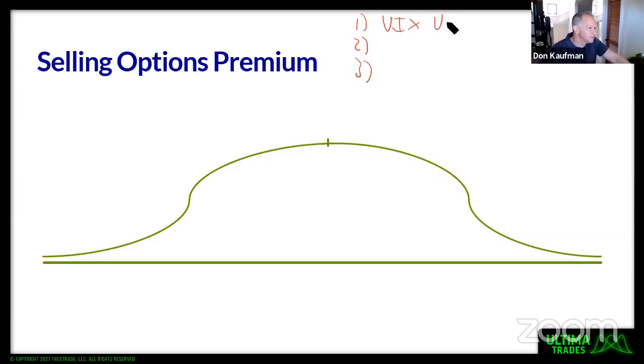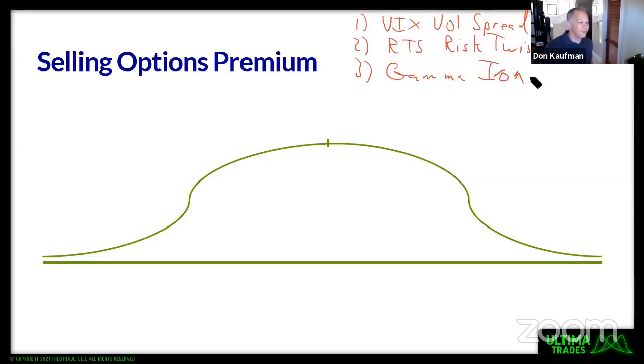Number 1 is what we call a VIX vol spread. Number 2 is called an RTS, that stands for risk twist. Number 3 is what we term a gamma iron. Those 3 ideas, I'm just throwing you ideas, those are your risk mitigation tactics. Those are actually placed before the premium sale is done. You go, really? Those have to be placed before you're going to go out there and start to sell some premium.